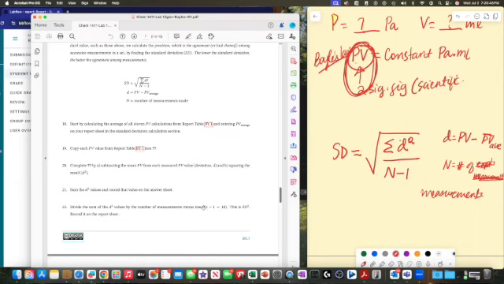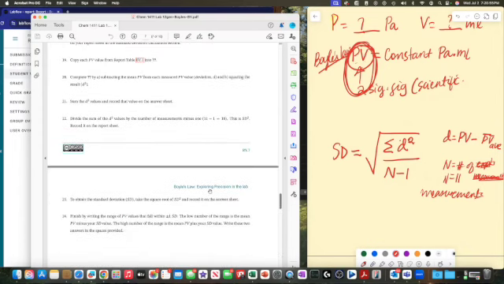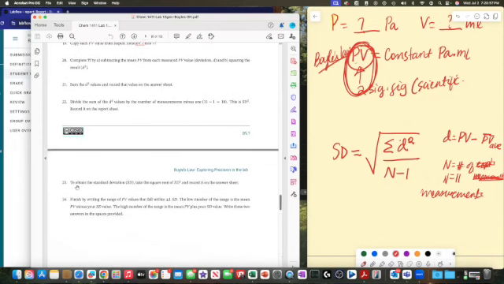So that means N will be equal to 11. And therefore, N minus 1 will be 10, right? And then record the standard deviation on the report sheet. And then they want us to, it says, to obtain the standard deviation, take the square root of standard deviation squared and record this on your answer sheet.